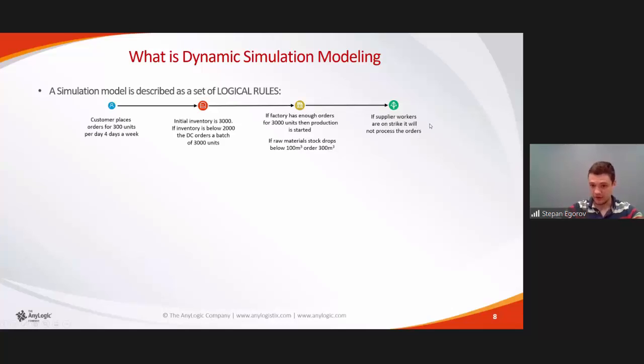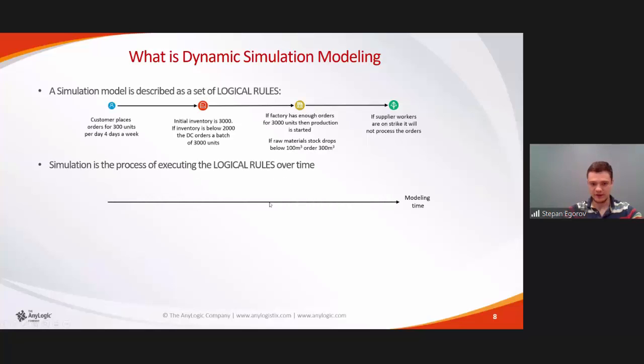And if supplier workers are on strike, they will not process the orders. So these are the rules that you model, that you set, and then you have this model and can run a simulation. So this is modeling and this is simulation. You run the model to see the dynamics of it and to see how it performs over time.